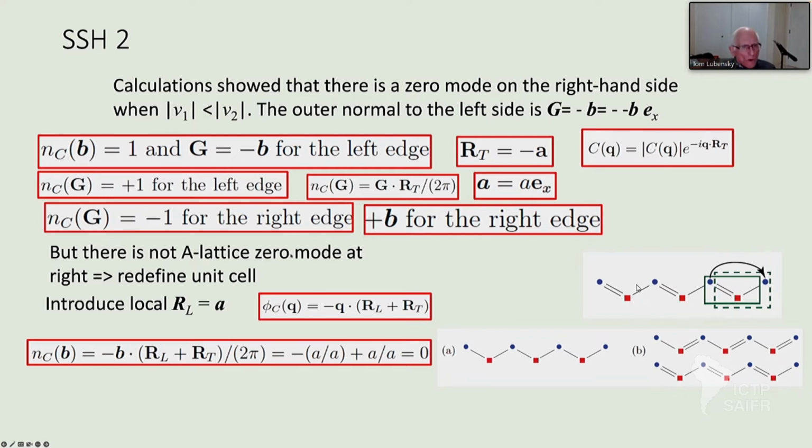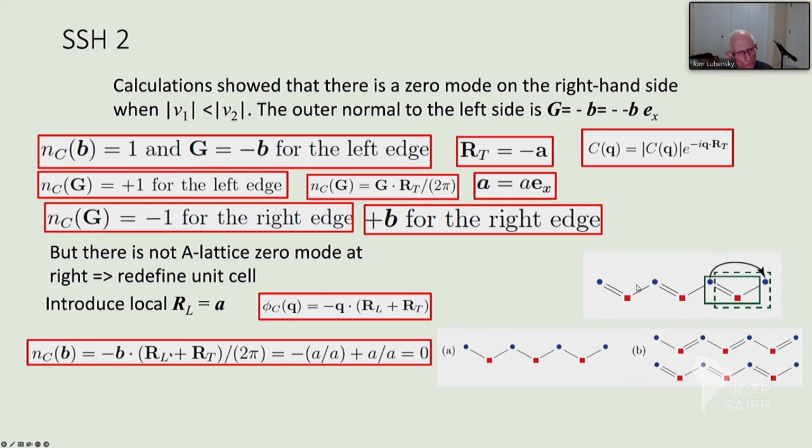So what happens is you can think now of the phase of the C of Q as being minus Q dot RL plus RT, where RT is what we've just calculated. It's the minus A. And for the left-hand lattice, we are set up so that this is equal to 0. And so phi Q is just minus Q dot RT.